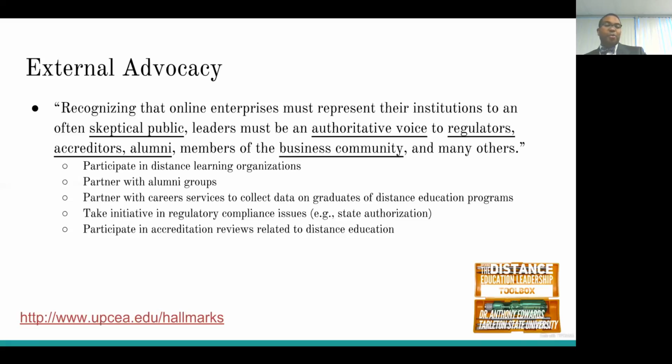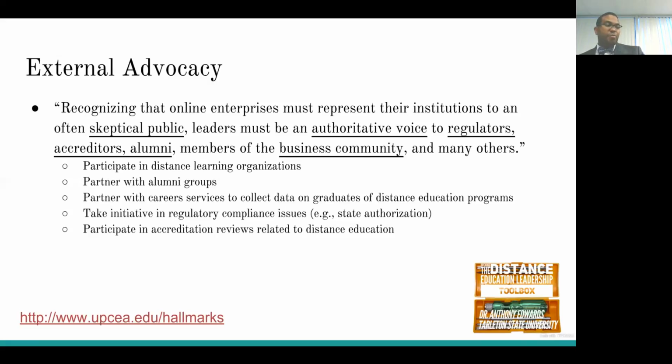Taking initiative on regulatory compliance issues. I know one issue in distance education is state authorization. There are others, but this is definitely one where, as a distance education leader, you can have a strong role in making sure that your institution is prepared for changes, whether they be with the state authorization reciprocity agreement, the national agreement, or the regional agreement that Texas was a part of, and figuring out how to get your institution prepared for all those changes and moving toward the national agreement.